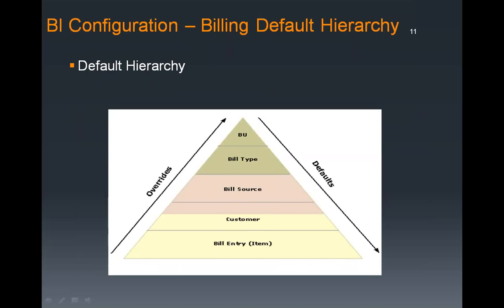And bill entry is online entry. For example, at the business unit level, the payment terms for that location is net 30. At bill type level, it is net 30. At bill source level, it is net 20. At customer level, it's net 10 days. And at bill entry level, that is online entry. So for one bill, you are getting multiple values. Which one should be the highest priority? Do you get my point?